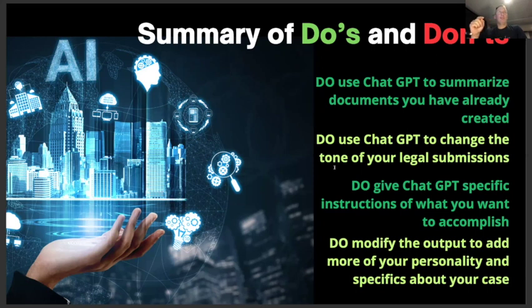Do use ChatGPT to change the tone of your legal submissions, which is kind of saying the same thing: removing the emotion from it and delivering it in a way that's not going to hurt your case and will help your case on a much higher level. Do give AI engines or ChatGPT specific instructions of what you want to accomplish. And we'll do some quick tests in a second.